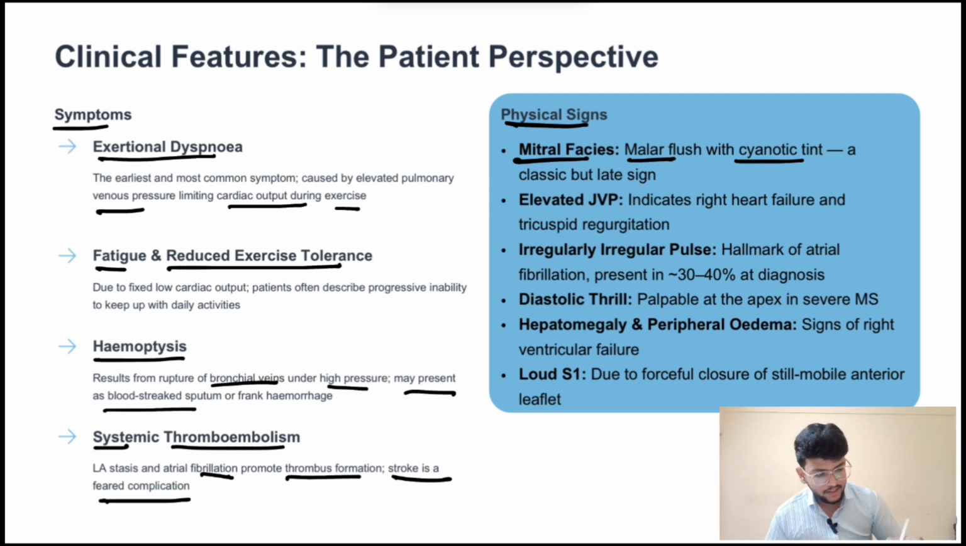Then we have elevated jugular venous pressure, which indicates right heart failure and tricuspid regurgitation. Then we have an irregular pulse, which is the hallmark of atrial fibrillation.